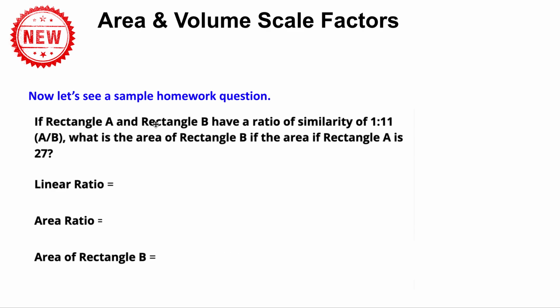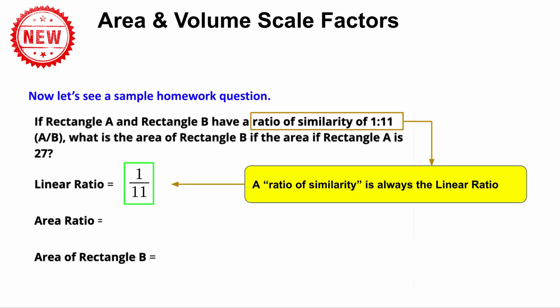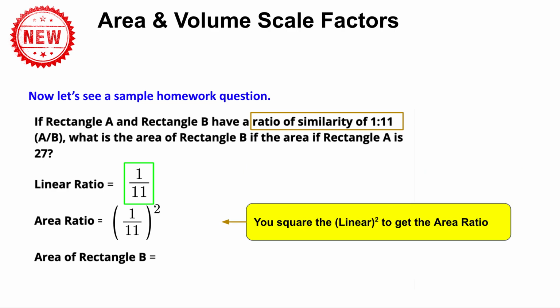So here's what we got first. It says you have a ratio of similarity. When it says that, you can assume linear. So you have a linear ratio that's 1 over 11. It may ask you in the homework also, what is the area ratio? Well, the area ratio is going to be, you have to square that original, and that becomes 1 over 121. So that means the area in the bigger shape compared to the original is going to be 121 times larger when you compare the areas. Now, to go on to the next thing, you have to set up a proportion.